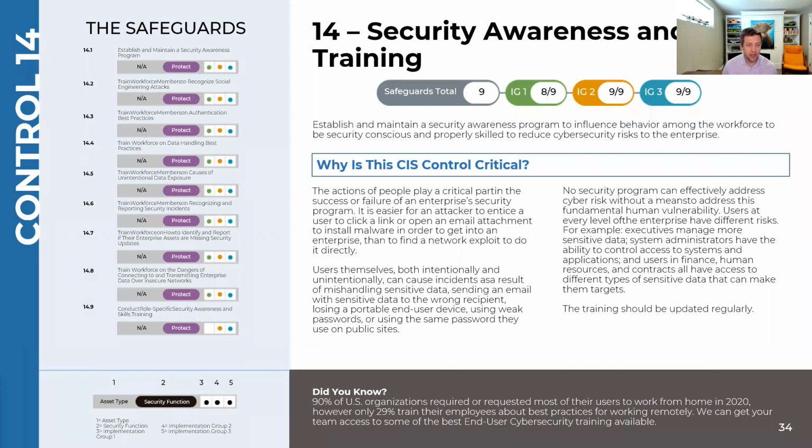Number 8, training your workforce on the dangers of connecting to and transmitting enterprise data over insecure networks. This is an interesting one because you can go online and read lots of articles about the risks of connecting to Wi-Fi in a coffee shop or in an airport or in a hotel. And it is legitimate that there is potential for risk from this. But it's also very difficult to avoid if your workforce is distributed or if they travel.